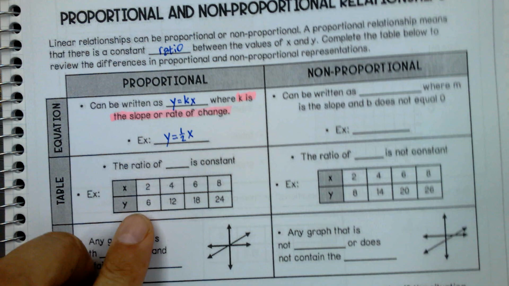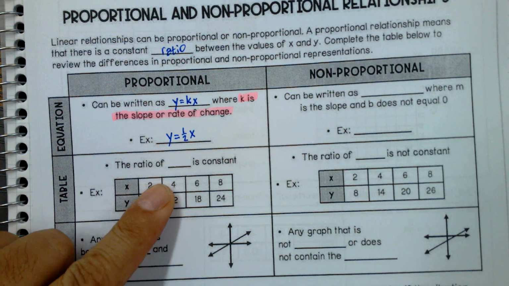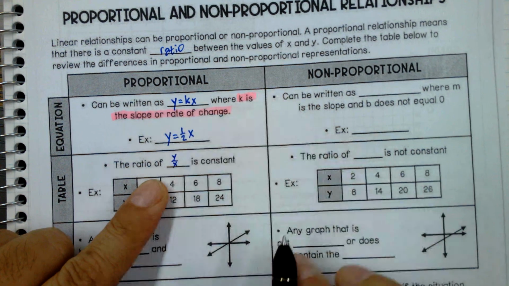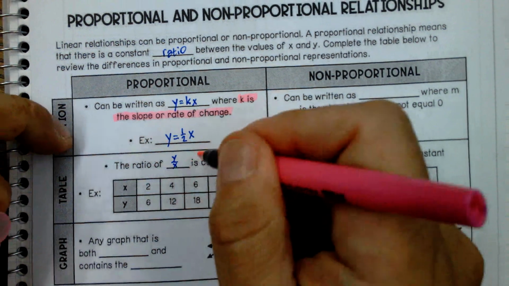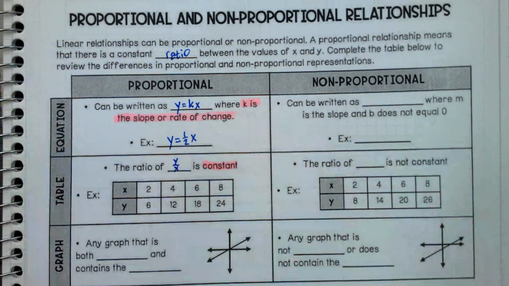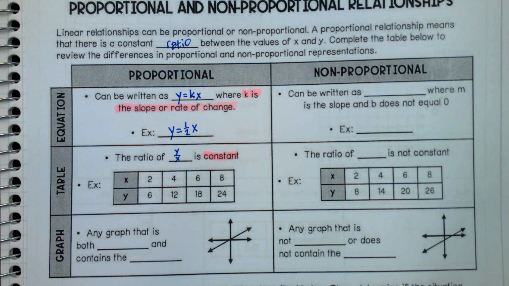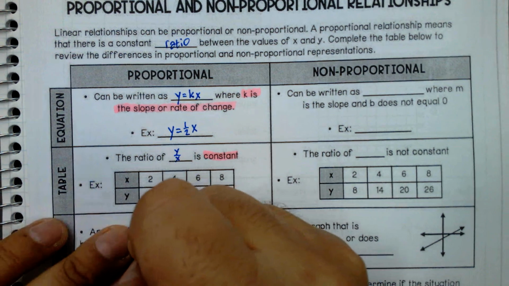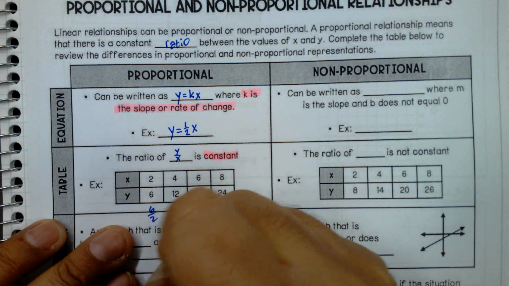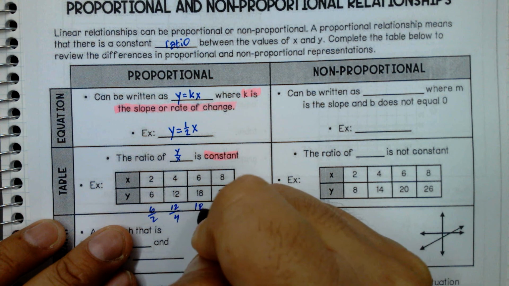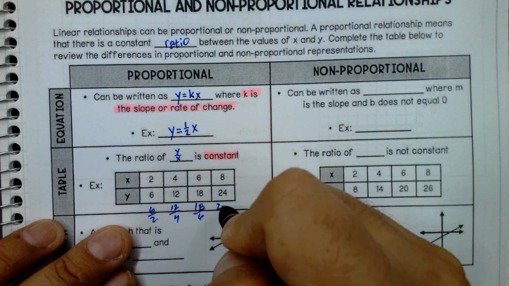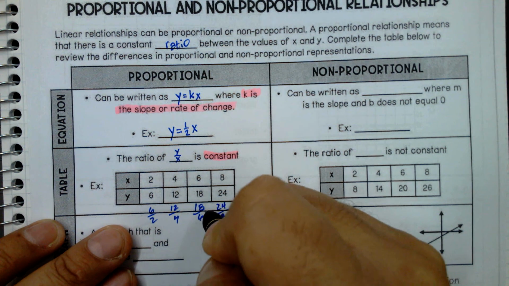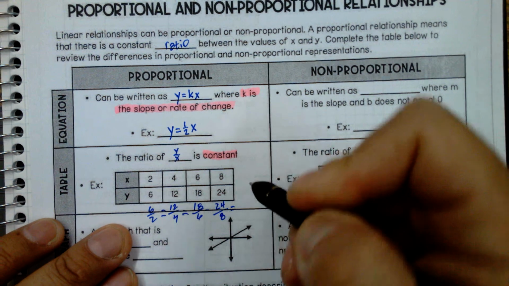The ratio, so I'm continuing here. The ratio of y over x is constant. So that tells us that if I divide y over x for any of these, 6 over 2, 12 over 4, 18 over 6, 24 over 8, they're all the same, aren't they? 3 over 1.